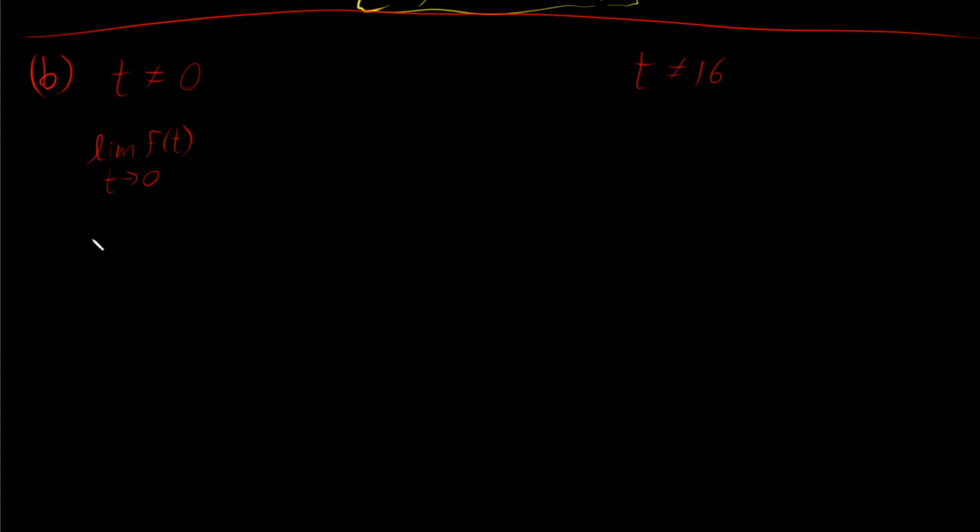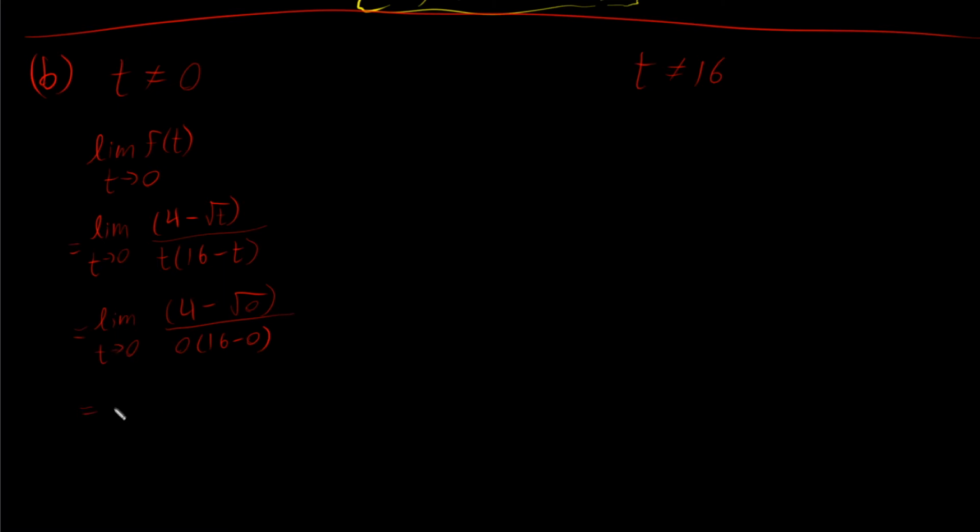So this is equal to the limit of (4 minus the square root of t) divided by (t times (16 minus t)) as t approaches 0. So let's plug in zeros wherever we see t's here, and then we have the limit of (4 minus the square root of 0) divided by (0 times (16 minus 0)), as t approaches 0.